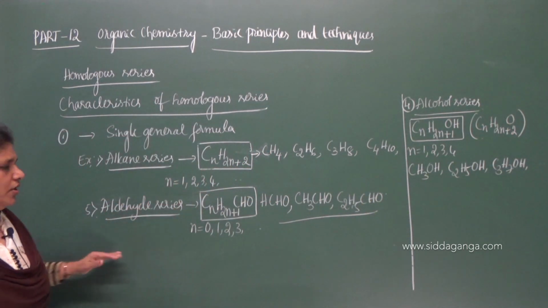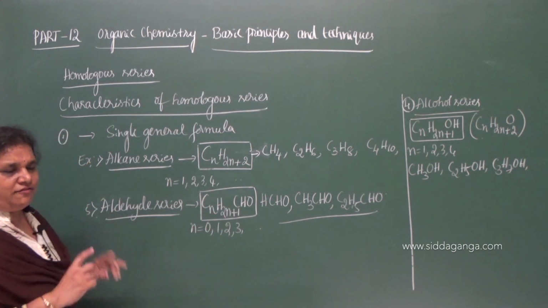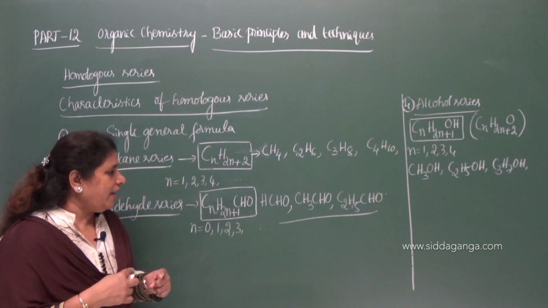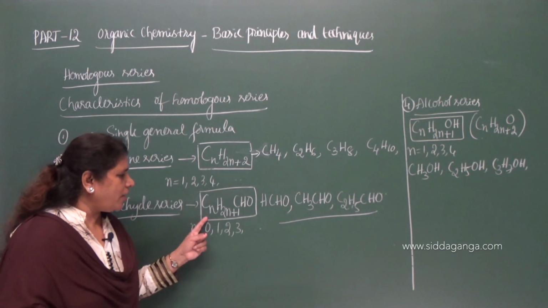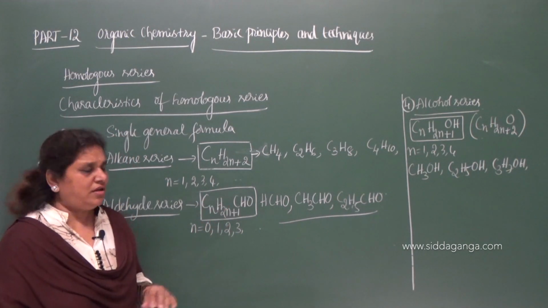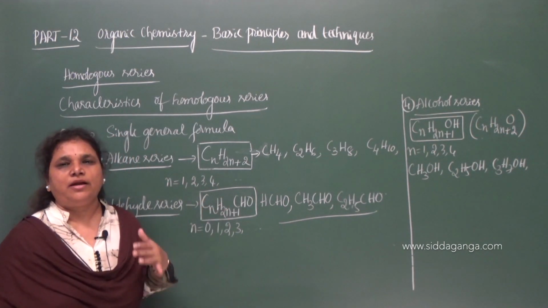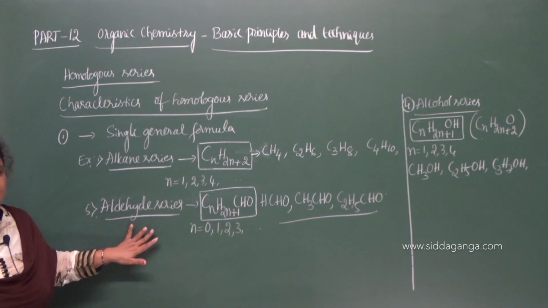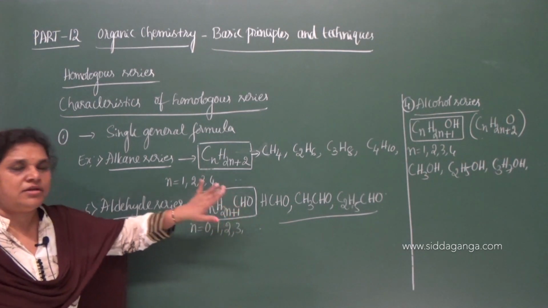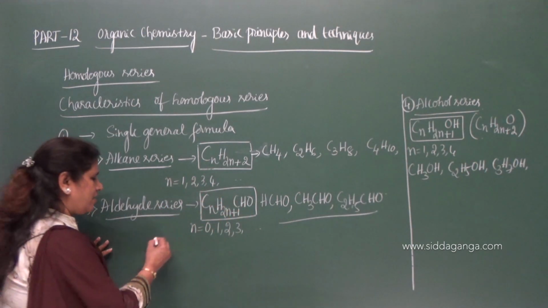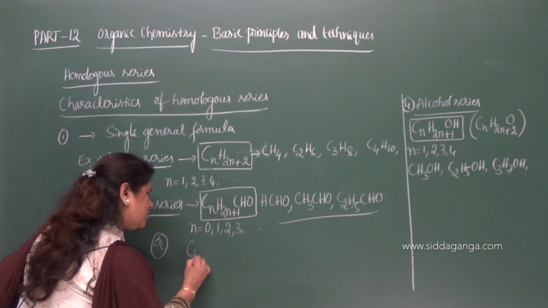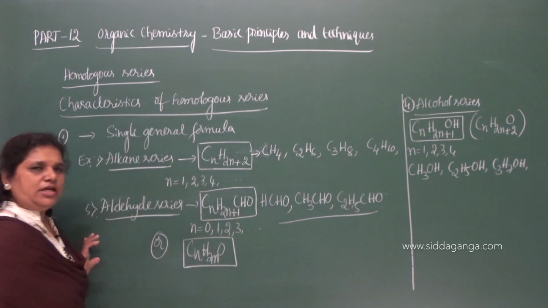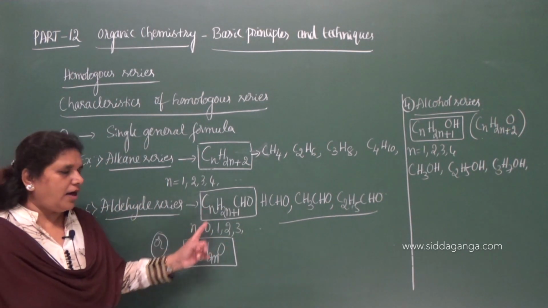Not only like this, you can also indicate the general formula by taking the number of atoms of different elements present in a compound. We have carbon, hydrogen and also oxygen, so we take the total number of carbon, hydrogen and oxygen. In that way also we can give the general formula of the aldehyde series. Here we mentioned the functional group CHO. Another general formula for this is CnH2nO. CnH2nO is the general formula of the aldehyde series.